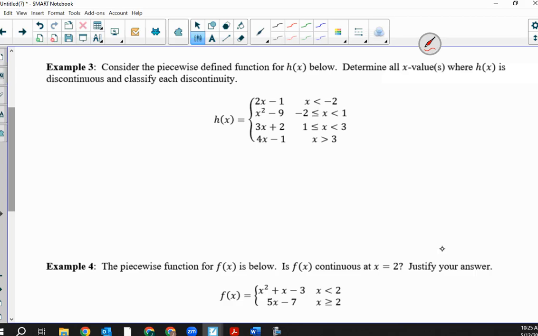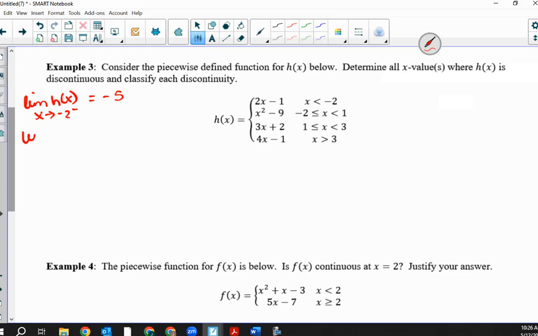So let's do -2 first. Limit of h of x as x approaches -2 from the left. What do we get? Yes. Plug it into that top piece. That is from the left.